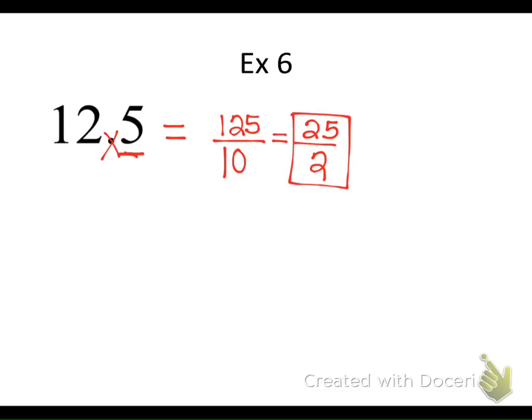Do I want my answer as a mixed number for my worksheets and quizzes? No. So how do you change that mixed number back to an improper fraction? Okay, so that is it. So we're going to stop there. Don't start talking.